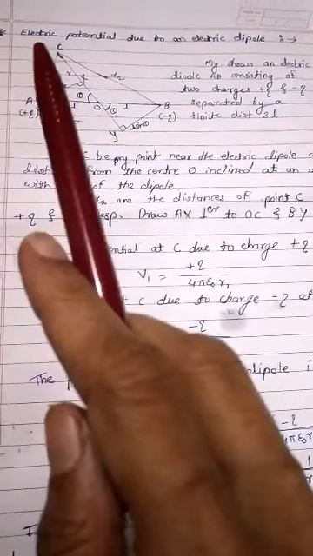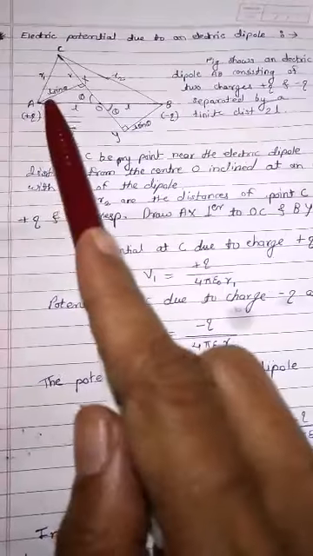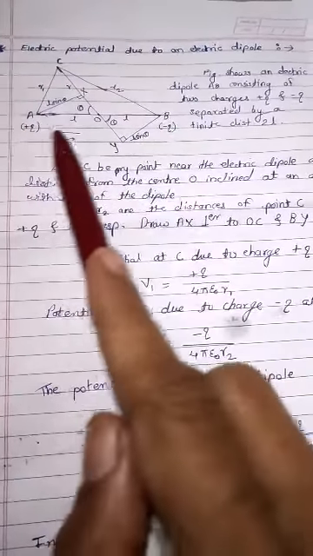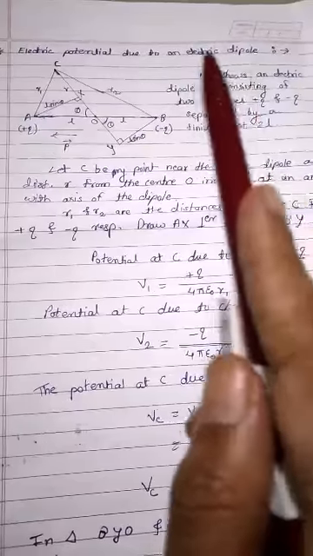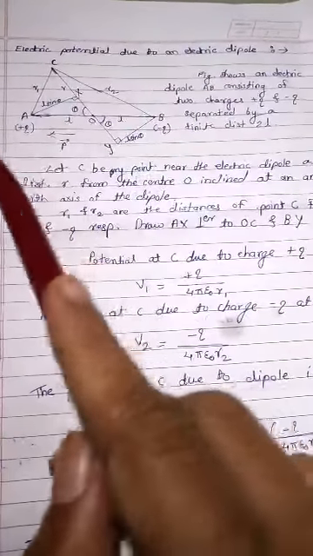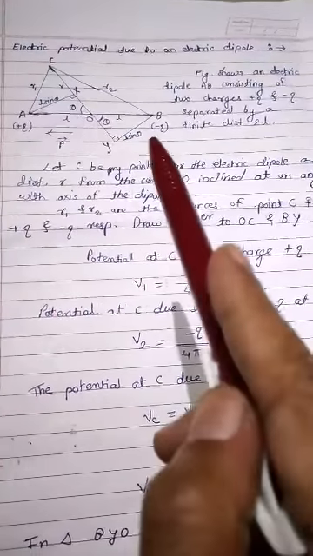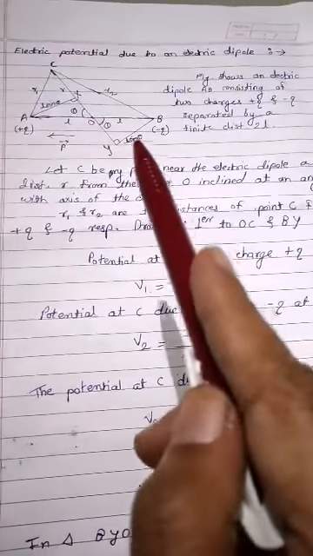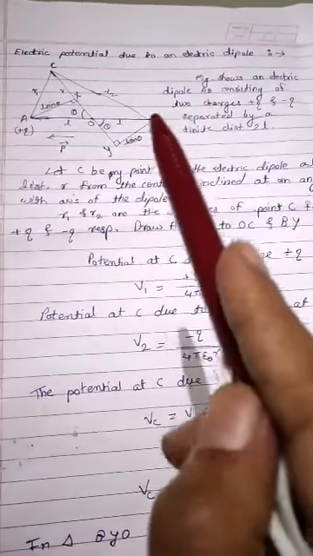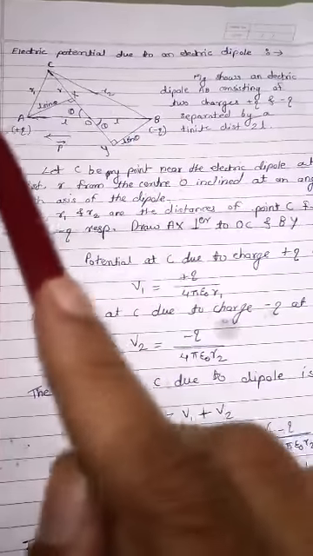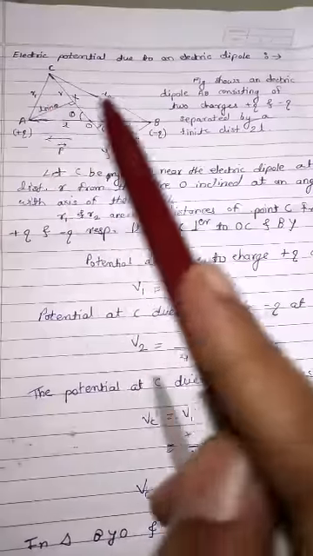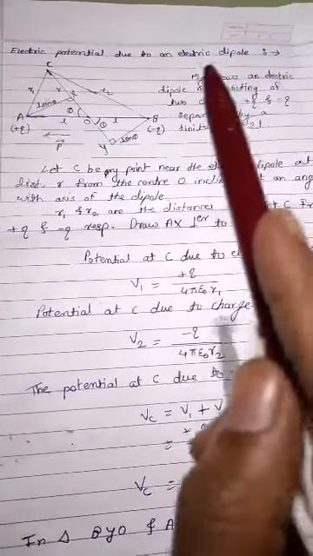See our next point, electric potential. To show this figure, first AB is creating a dipole. So what is an electric dipole? An electric dipole means opposite charges creating a dipole, plus q and minus q creating a dipole, but not the same charges.